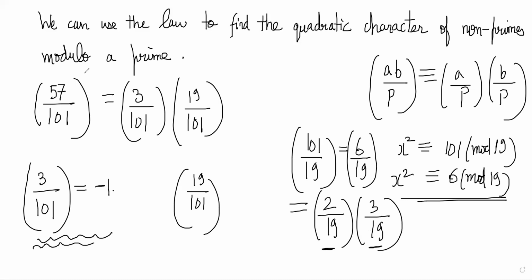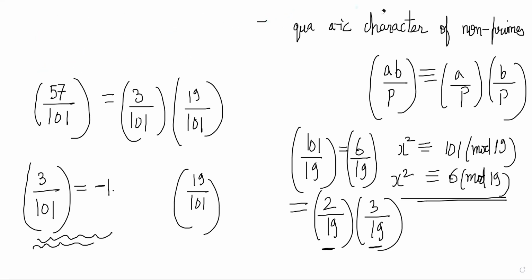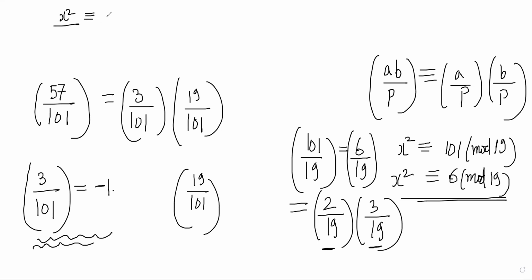Now let's find out what is 2 over 19, right? So x square is congruent to 2 mod 19. We can directly evaluate it by checking all the quadratic residues, 0 square, 1 square, 2 square, till 9 square, 10 square, right? That is one way. Or we can try to find 19 mod 2.